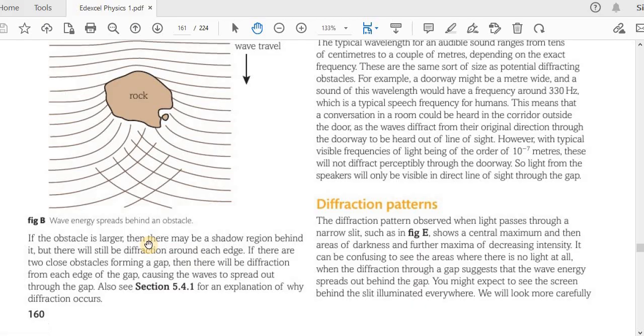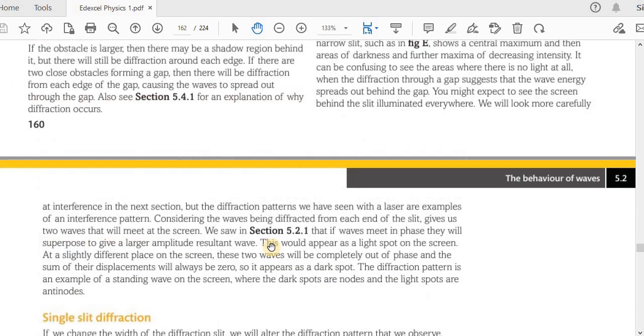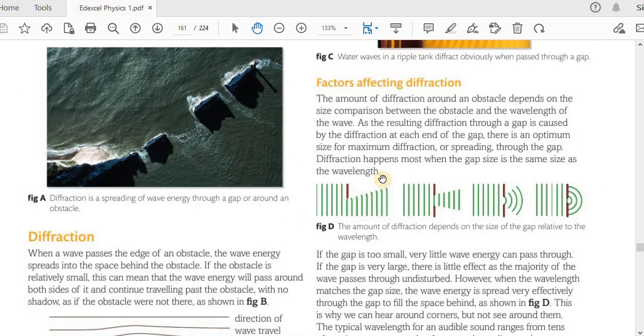If the obstacle is larger, then there may be a shadow region behind it. Say for example, shadow region here, here, here.